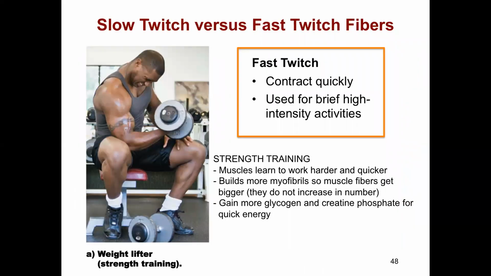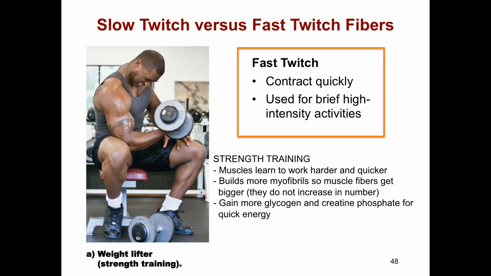On the other hand, slow twitch versus fast twitch. So fast twitch fibers, those are going to contract very quickly, and they're used for brief, high-intensity activities. So like strength training. So here the muscles learn to work harder and quicker.